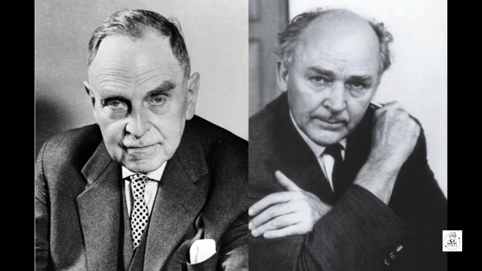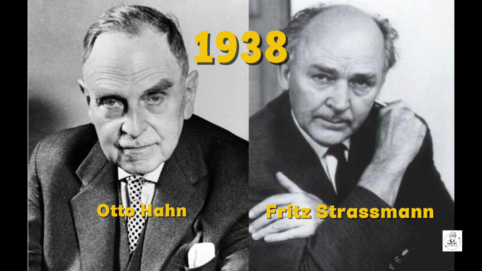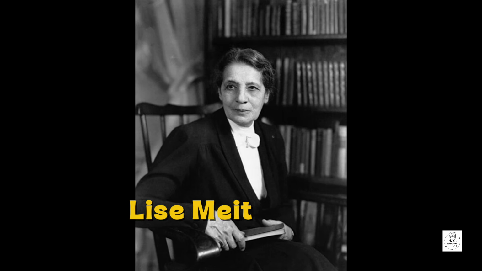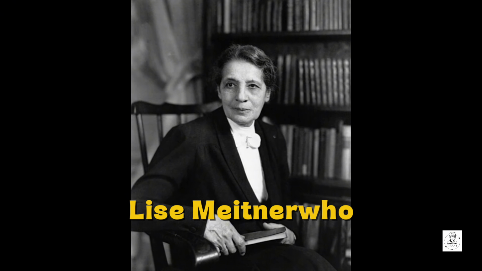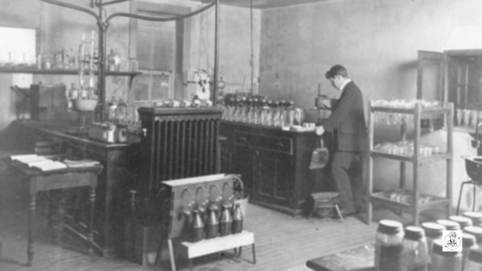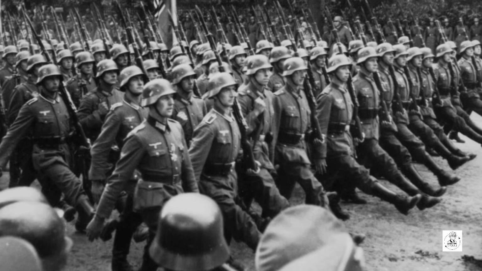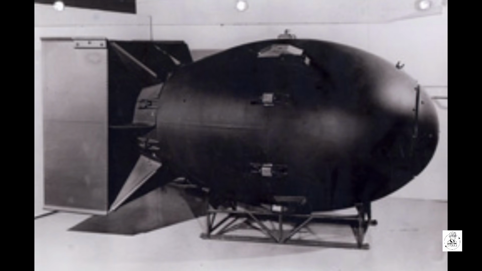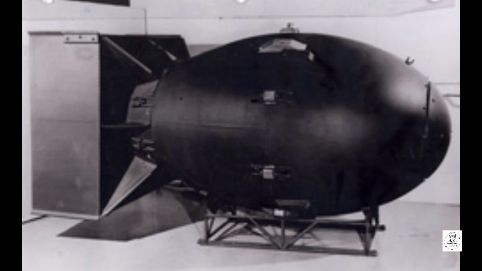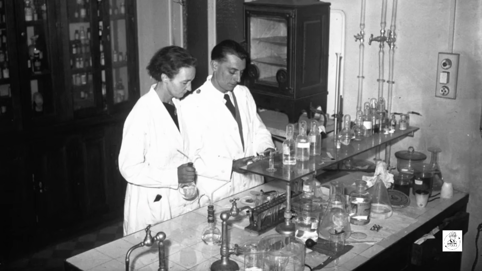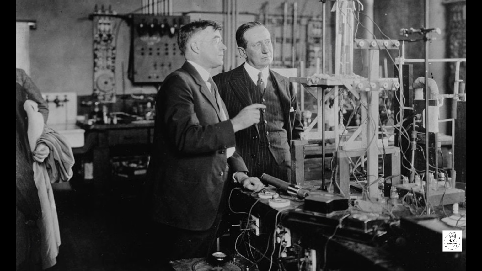Nuclear fission was discovered in 1938 by Otto Hahn and Fritz Strassmann. But it was Lise Meitner who explained what was really happening, that the atom was actually splitting. This discovery changed science forever. Soon after, during World War II, fission research led to the development of nuclear weapons, significantly the atomic bomb. But later, scientists realized it could also be used for peaceful purposes, like generating electricity.